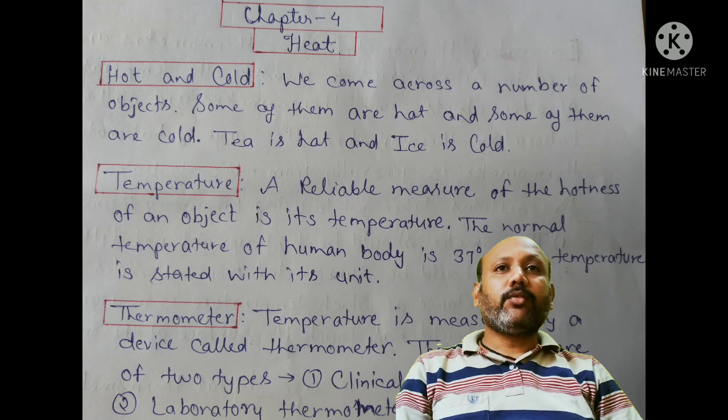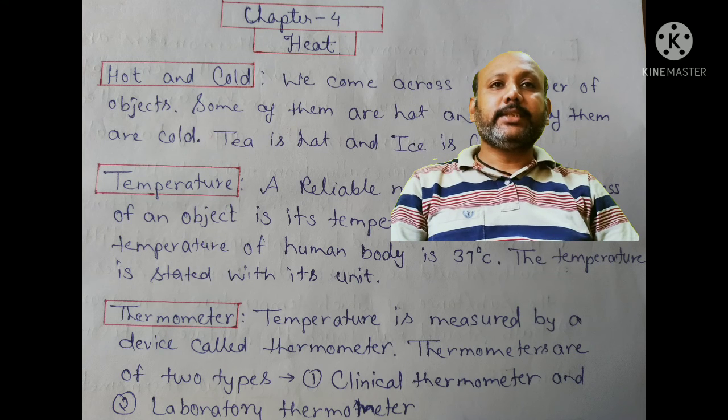We come across a number of objects. Some of them are hot and some of them are cold. Tea is hot and ice is cold. Temperature: a reliable measure of the hotness of an object is its temperature. The normal temperature of the human body is 37 degrees Celsius. The temperature is stated with its unit.